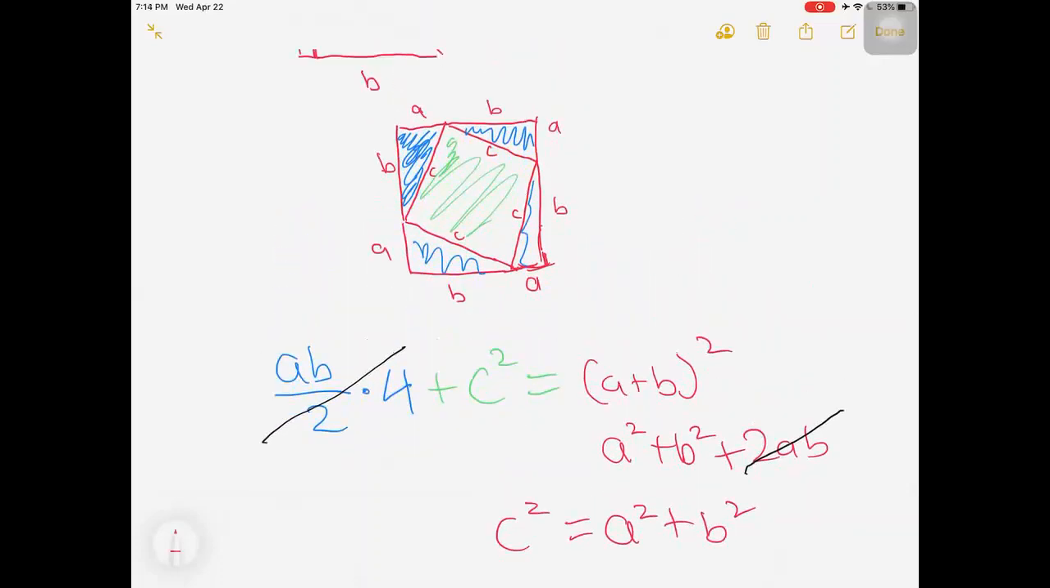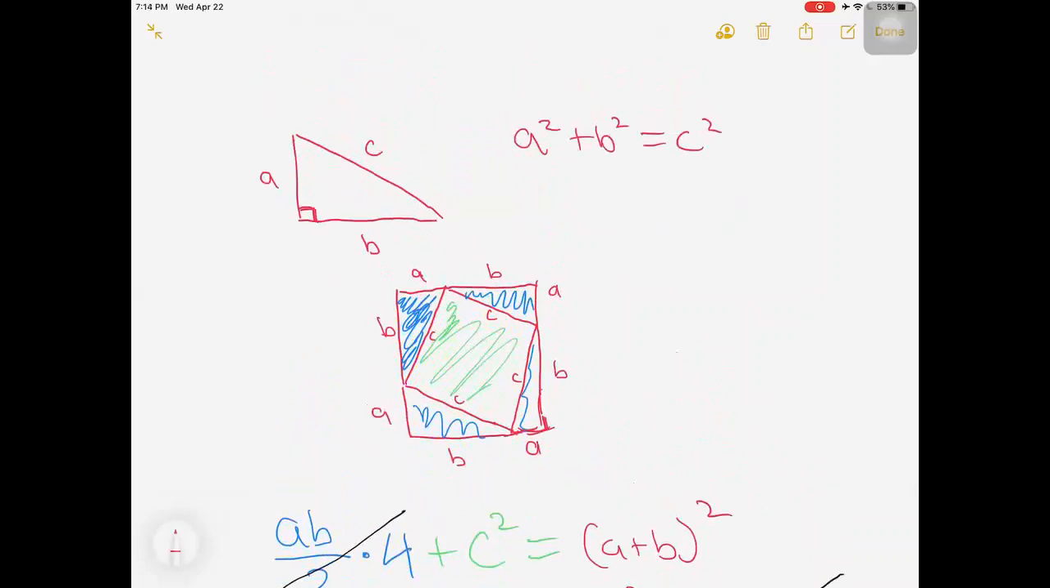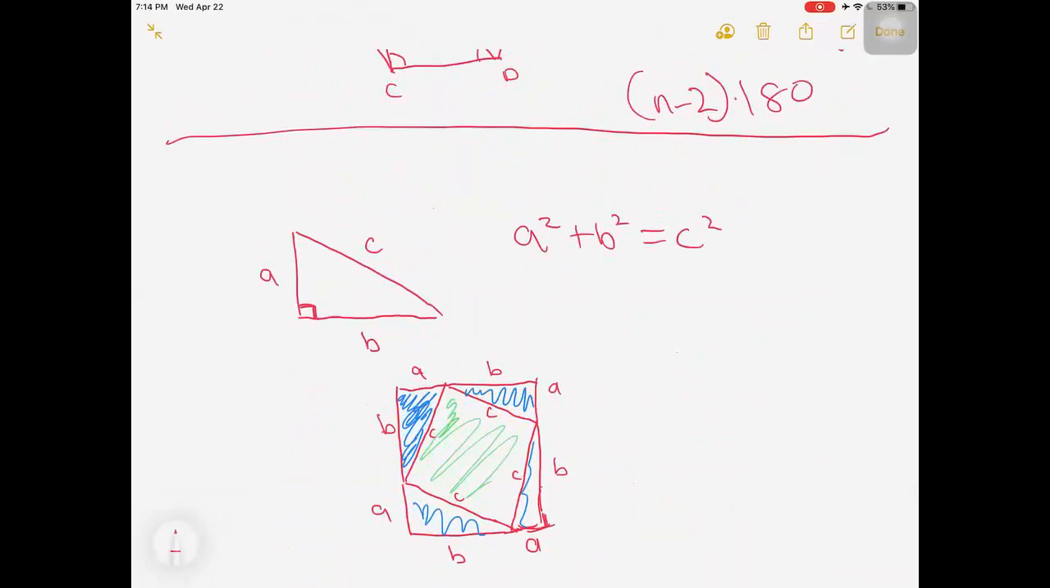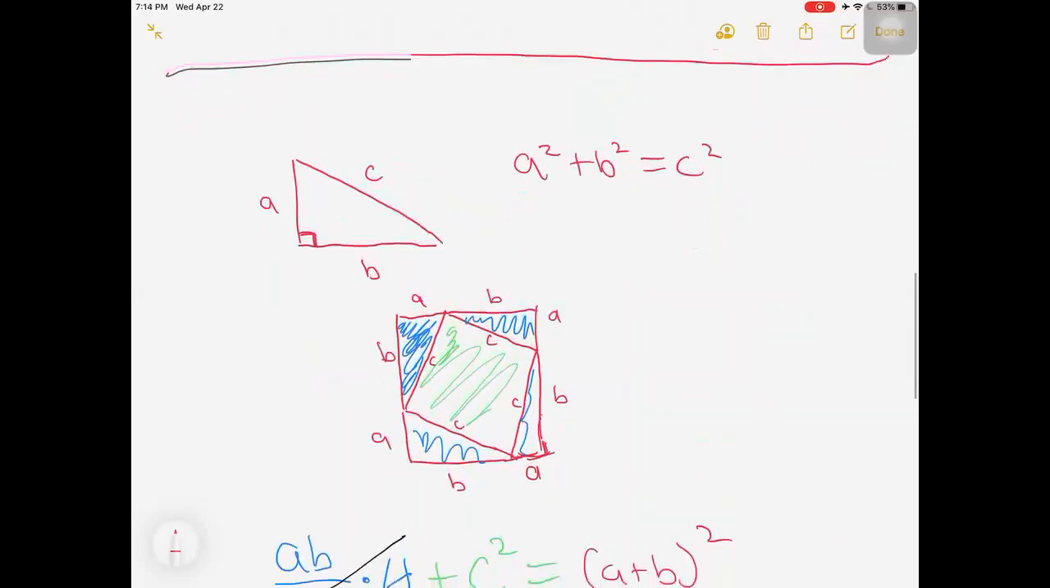And this is probably the most used, or if not one of the most used theorems in AMC and MathCounts and stuff.